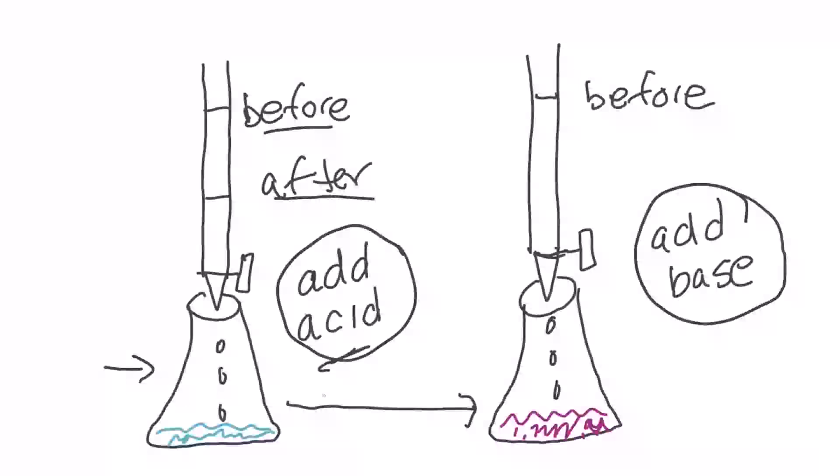Then we took that flask and moved it under the base burette, and we added the base slowly, one drop at a time, especially at the end, until it went from a clear solution to a pink solution. And that told us the endpoint for the acid-base titration.